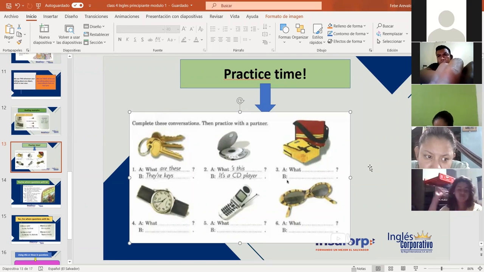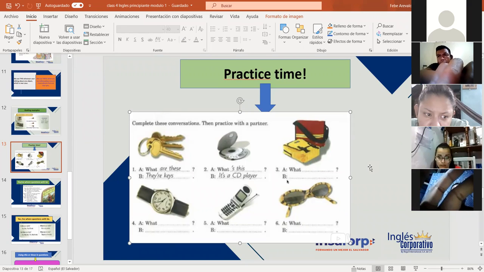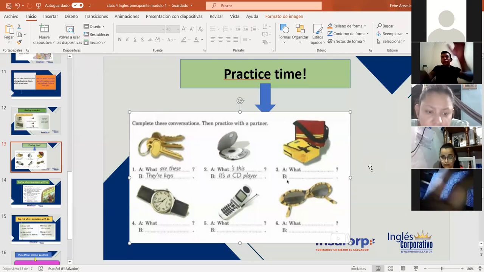When we have only one object, I will use is. If I have more than one object, I will use are. I will use this if I have one object, and I will use these if I have more than one object, right? It is not complicated, just I need you to focus on this. If I use this, I use is. And if I use these, I use are, right? Simple as that. No confusion on that part.